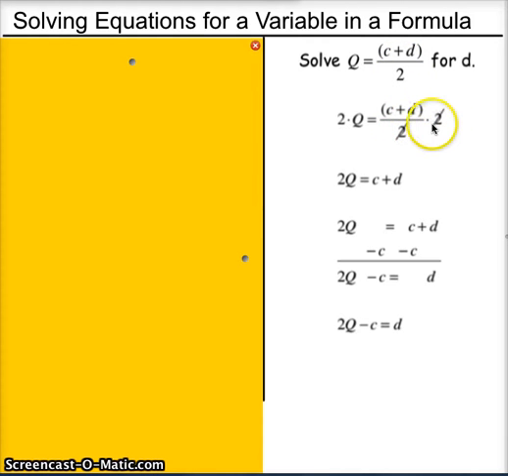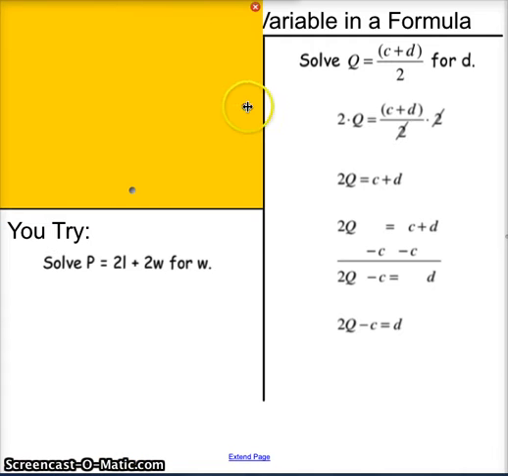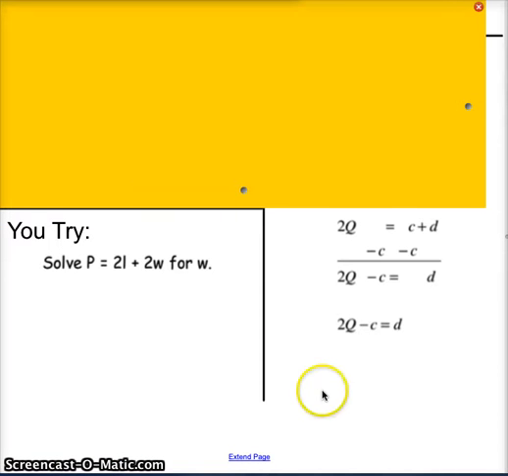If I divide by 2 and then I multiply by 2, that cancels out. I have to do the same thing to the other side. So 2 times q is 2q. And now I have 2q equals c plus d, because we canceled out the dividing by 2. Now to get d by itself, I have to subtract c on both sides. So I get 2q minus c equals d. And since that's what I wanted to isolate, I'm done. I have d equals 2q minus c. Now how about you try one? And you can pause the video to see how you do first before we go over it.